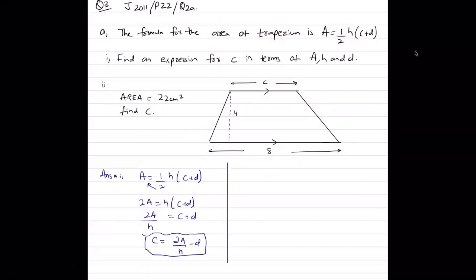For the second part, we need to find C. So you can just use this expression. C is equal to 2A upon H minus D. The area is 22, the height is 4, and the other length is 8.